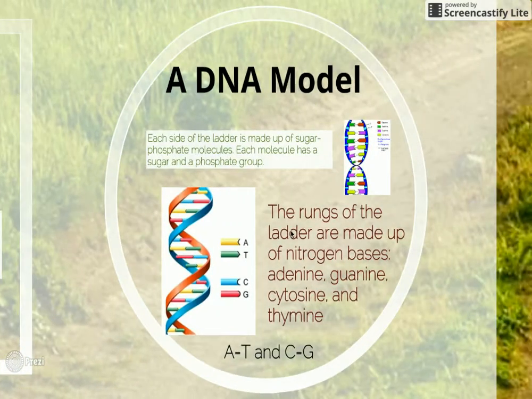Each side of the ladder is made up of sugar phosphate molecules. Each molecule has a sugar and a phosphate group. So this is the sugar phosphate part. The rungs of the ladder, that's these right here, are made up of nitrogen bases: adenine, guanine, cytosine, and thymine. Adenine is always paired up next to thymine, so A always goes next to T. And guanine is always next to cytosine, so C is always next to G.